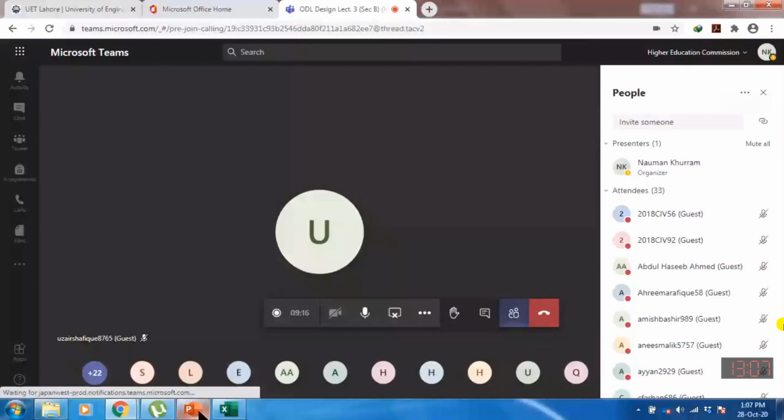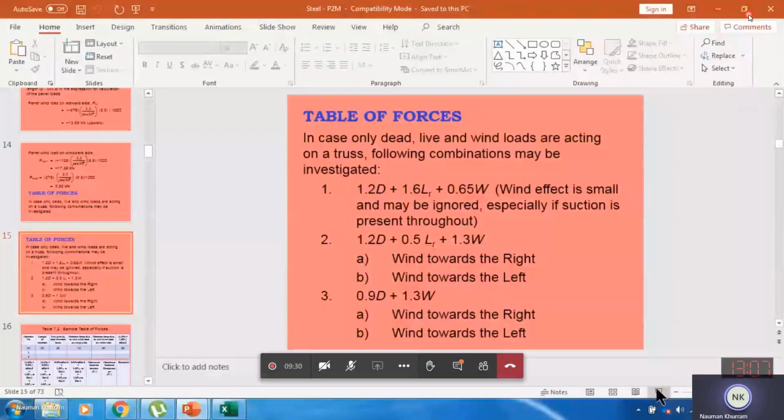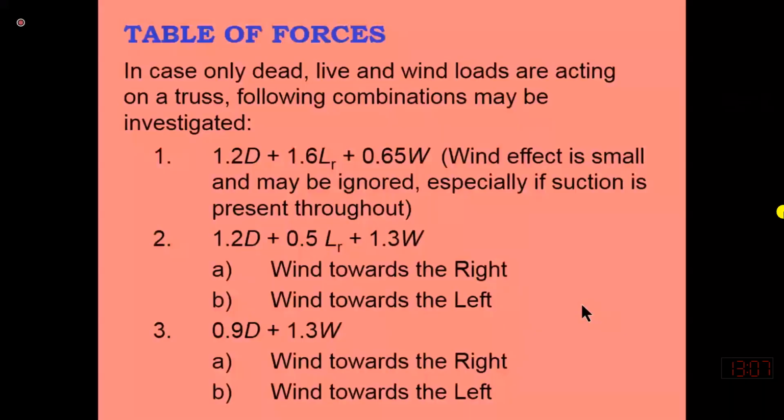Bismillahirrahmanirrahim. Dear students, inshallah today we will learn how to develop the table of forces. Actually, the table of forces means that we want to determine the maximum internal resistance in each member of the truss so that we can design that truss for that particular internal resistance or the force which is developing in that truss.